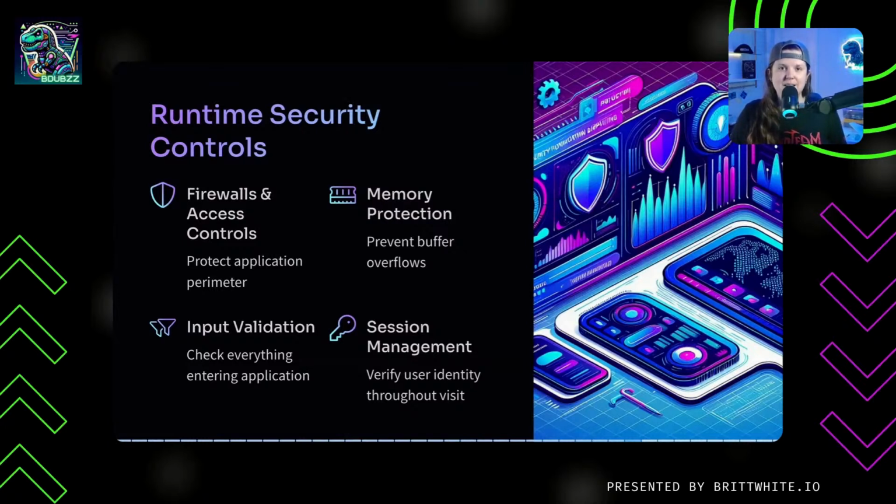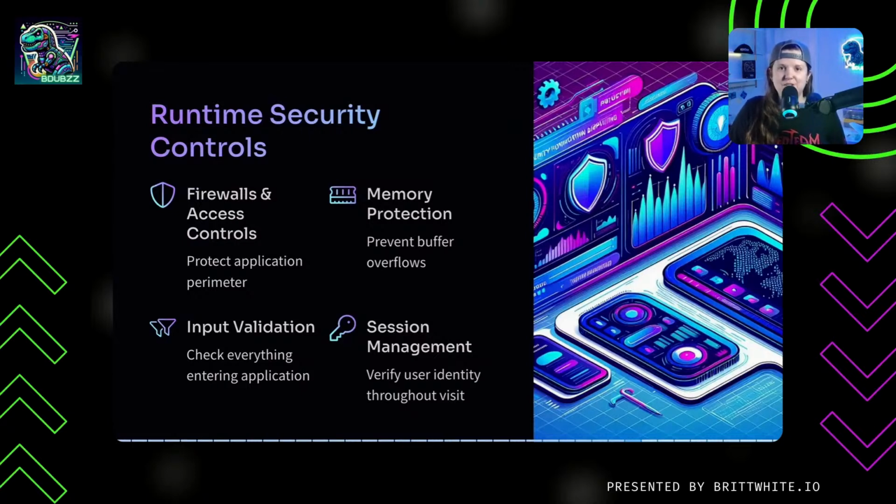Memory protection acts like safety rails, preventing buffer overflows that attackers love to exploit. Input validation serves as your bouncer, carefully checking everything entering your application to prevent injection attacks. And session management, that's your ID check system, making sure users are who they claim to be throughout their entire visit. So what vulnerabilities should you watch out for?